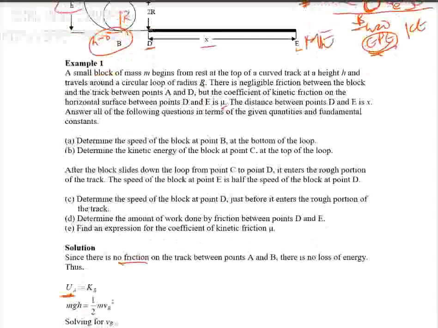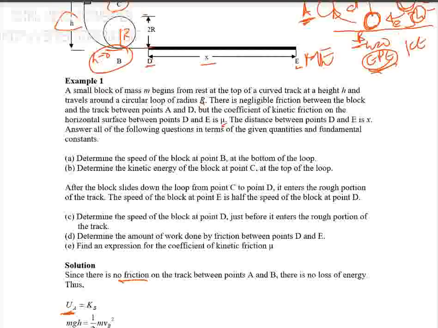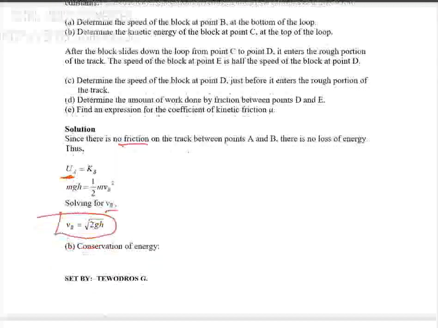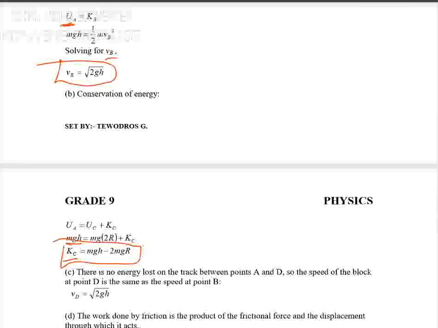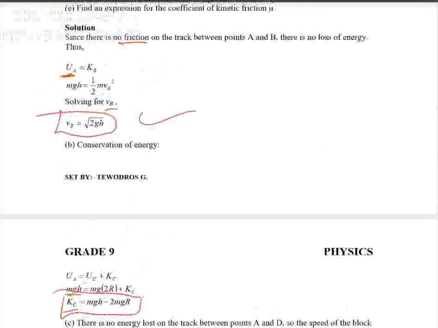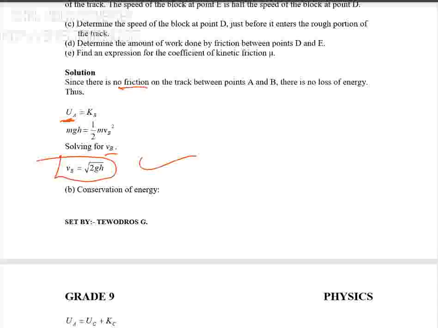Therefore, at D, since the object is moving in the horizontal from B to D, there is no energy loss between A and D. There is no what? Friction. Therefore, the speed of B is similar to the speed of D. But at D, you are asked to determine the amount of work done by friction between D to E.